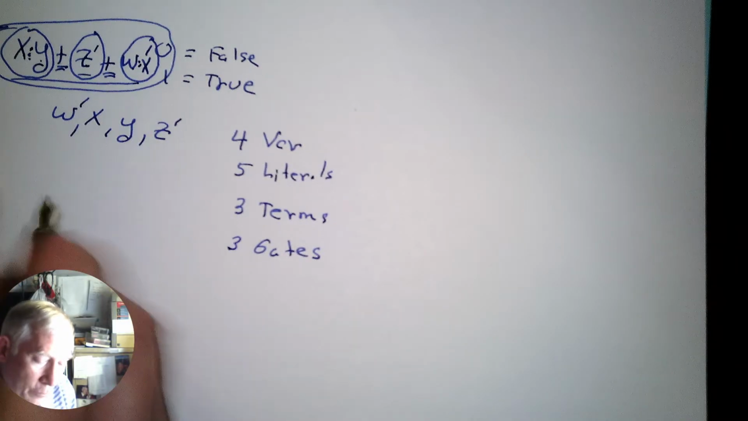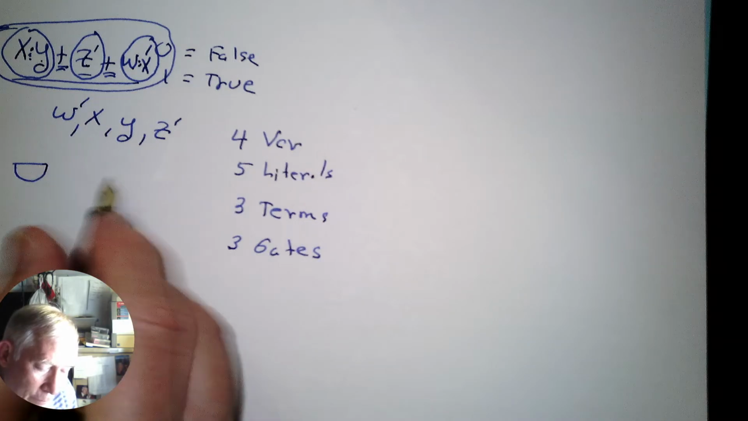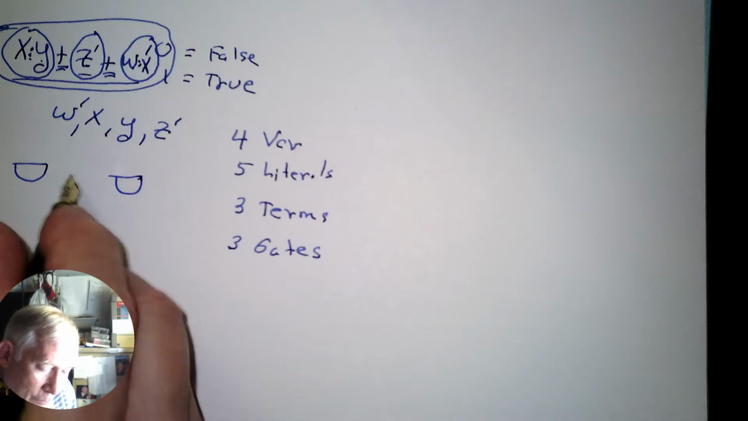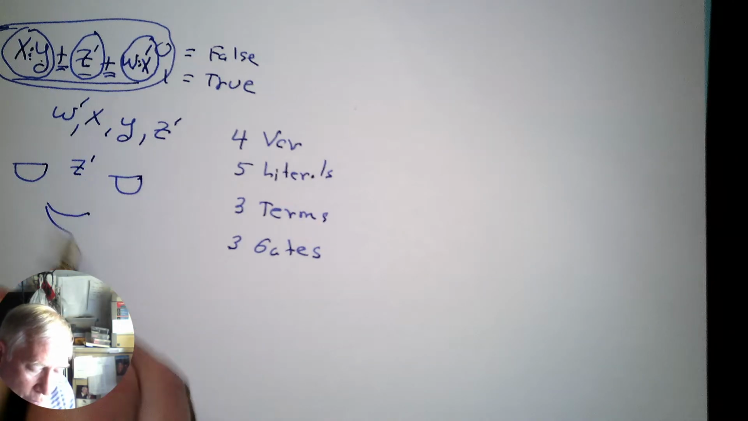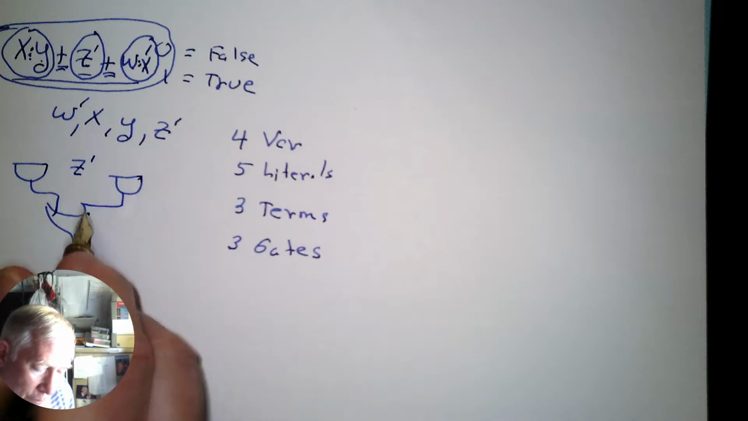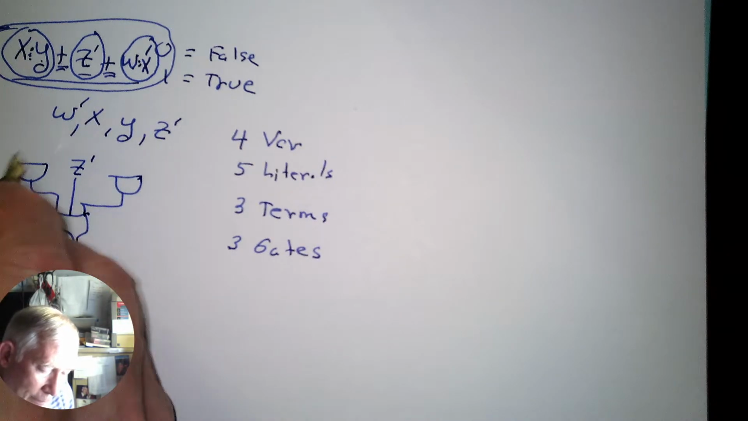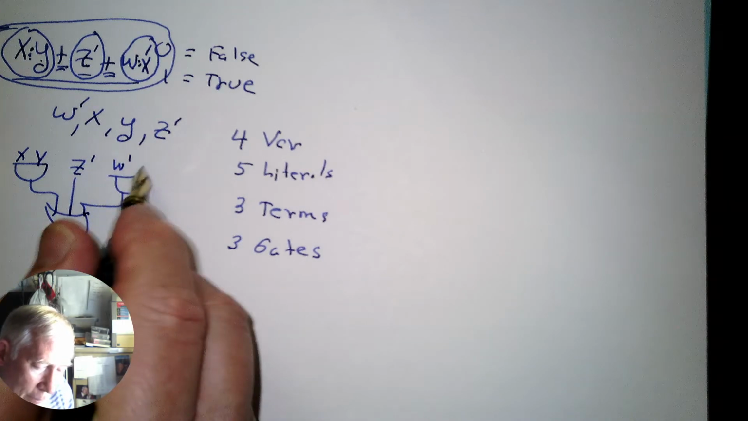And here's how it looks. We would have an AND gate here. We'd have an AND gate here. We'd have z prime all by itself here. And then we'd have 1 OR gate here going out, and that would be f. And these would feed in, as would the z prime. And then we put in x and y here. And we would put in w prime and x here.